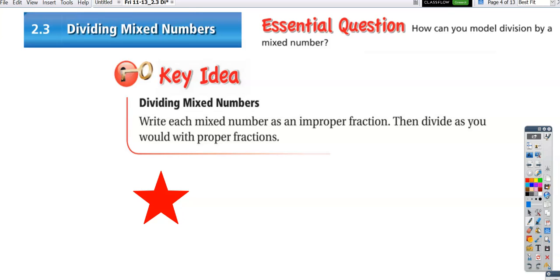Hello, today's lesson is about dividing mixed numbers. You'll notice the essential question says, how can you model division by a mixed number? Now, some people get confused by the word modeling. It means a couple of different things.